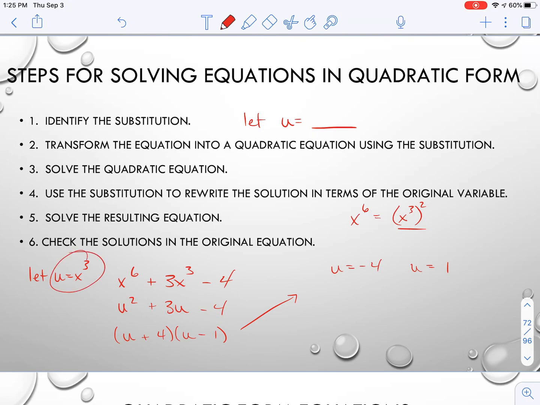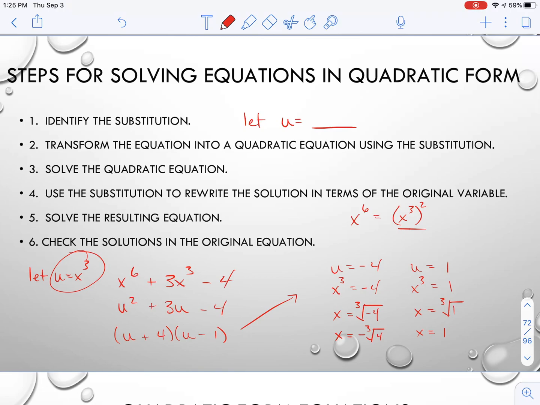My last step, because I made this substitution, is to re-substitute. Instead of u equaling negative 4, really what I have is x cubed equals negative 4 and x cubed equals 1. If I take a cube root of both sides here, I'm going to get x equals the cube root of negative 4 and x equals the cube root of 1. On the left, x would equal the opposite of the cube root of positive 4, and on the right here we get x equals 1.